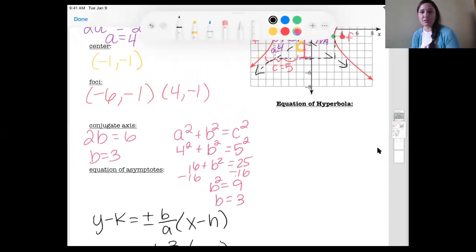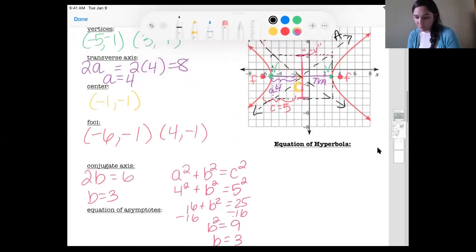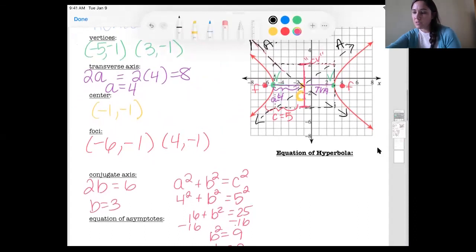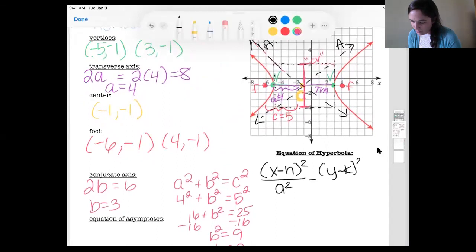All right, so now we need to pull this all together and write its equation. So the equation of this, remember, we've got a horizontal. So our equation is going to be x minus h squared over a squared minus y minus k squared over b squared equals 1. Now we just plug our values in. I know h and k, that comes from my center over here, h, k.